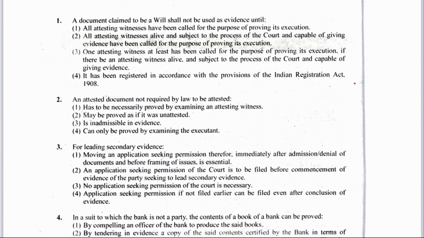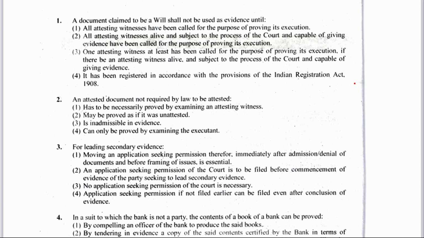Now let's come to the question number 1. A document claimed to be a will shall not be used as evidence until all the attesting witnesses have been called for the purpose of proving its execution. Option 2. All the attesting witnesses alive and subject to the process of the court and capable of giving evidence have been called for the purpose of proving its execution.